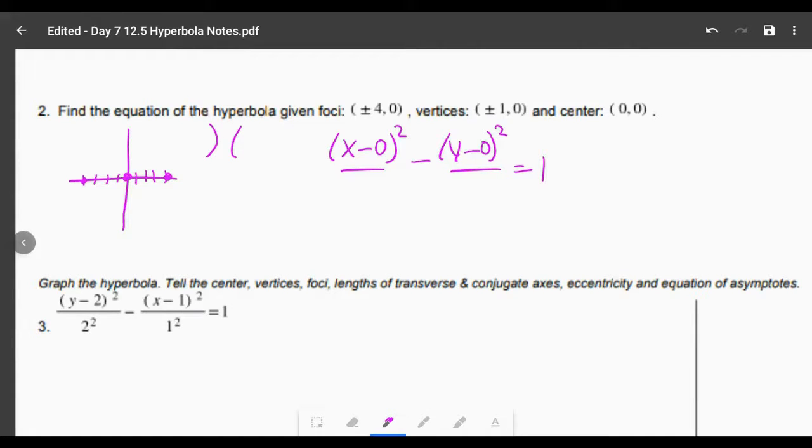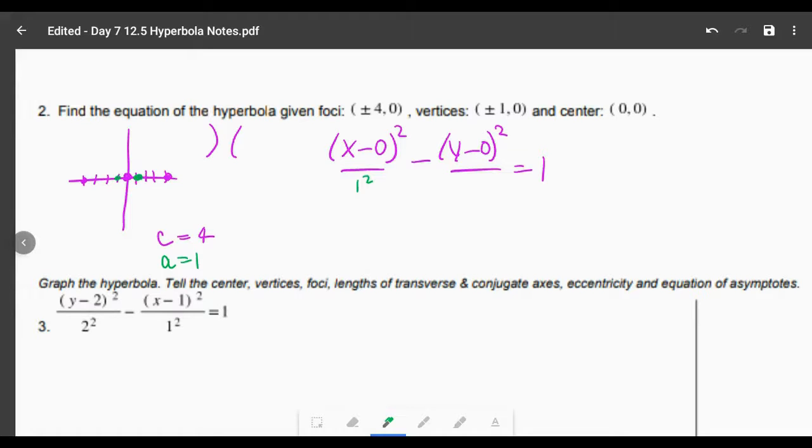Now I need to figure out, well, focal points give me c units away from the center. So I know that c is equal to 4. Vertices, those are (1, 0) and (-1, 0), which tells me that a has to equal 1. And if a is in the x direction, then 1 squared should go underneath the x's.